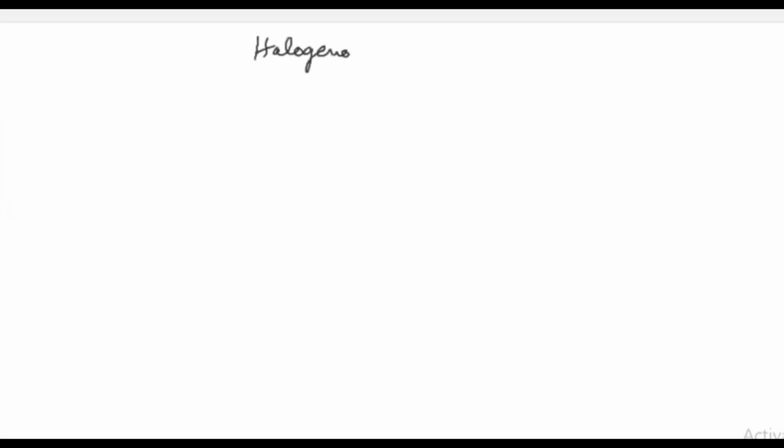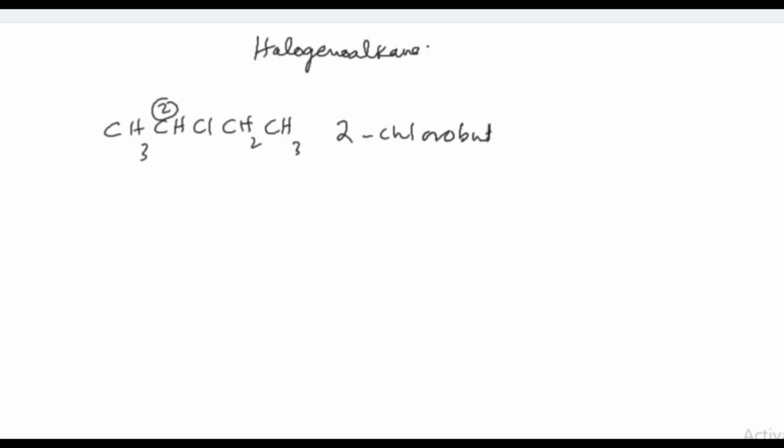For halogenoalkanes, just like the double bond or the methyl group, you have to represent the position of halogen. So if we have a structure like this, CH3, then this is CH, and then there is a Cl, then CH2, CH3. Now, this carbon chain is made up of 4 carbon. This is butane, but the halogen is present on second carbon. From this side, it is on third carbon. From this side, it is on second carbon. So that's why this organic compound is 2-chlorobutane.